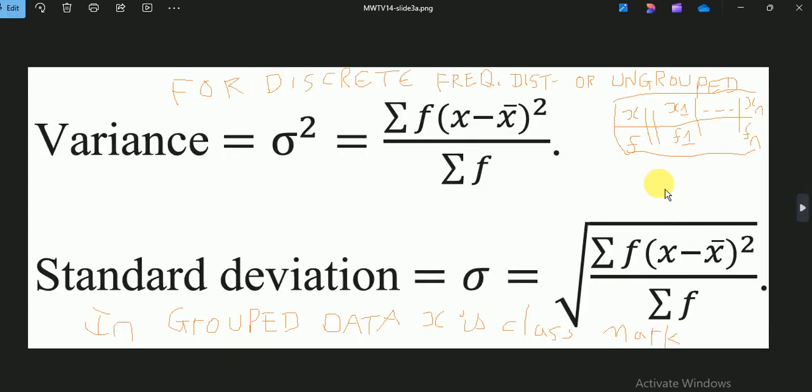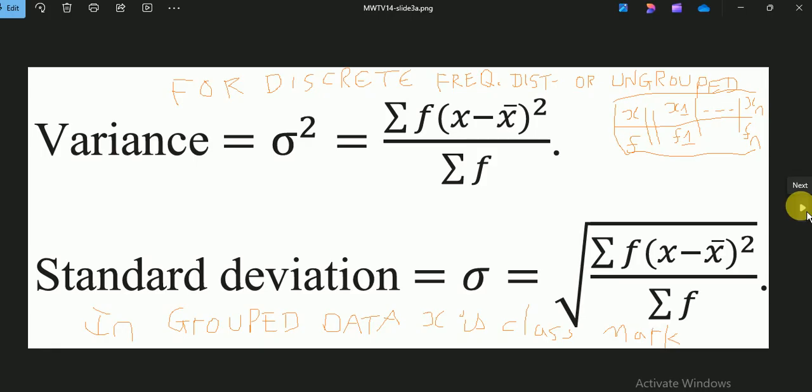Standard deviation is the square root of variance. If the data is not grouped, if it is a discrete frequency distribution, we can apply this formula: summation of frequency of x times (x minus x bar) squared, where x bar means the mean, over summation of frequencies, which means the number of observations. This is the formula for variance, and standard deviation is the square root of variance. This is if the data is not grouped. If we have a list of values along with their frequencies, we can apply these formulas.